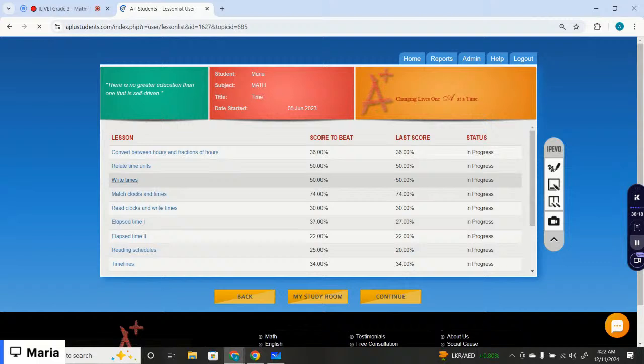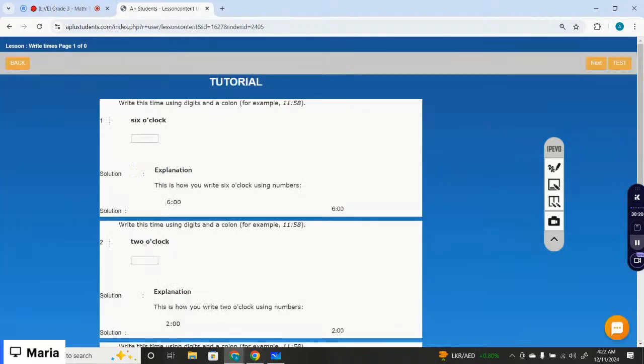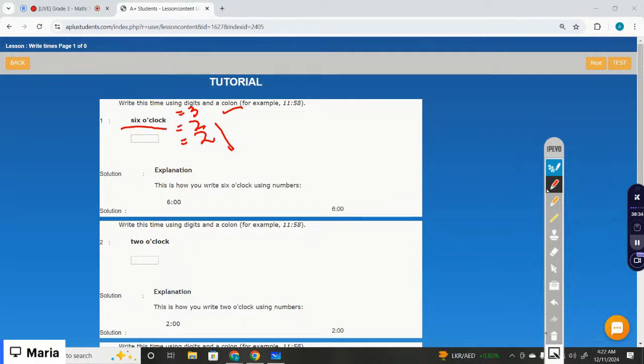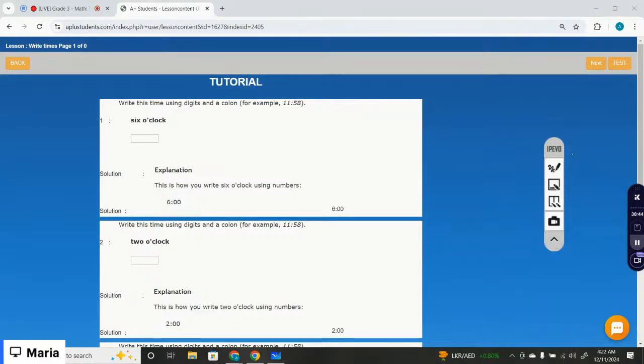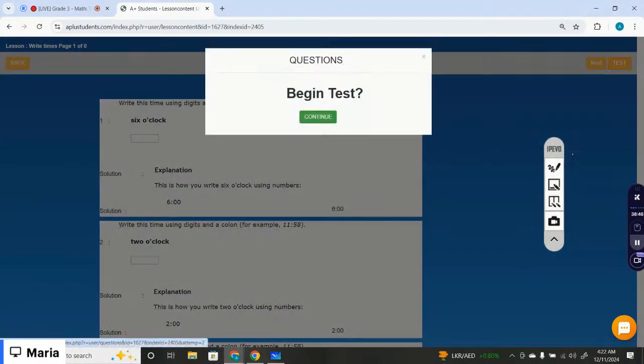The next lesson is write times. Write the time using digits and a colon. That is, you are given the time in words, like here you are given 6 o'clock. You need to write it in numbers. So 6, a colon sign, and 0, that represents 6 o'clock, right? Let's just start with the test questions.